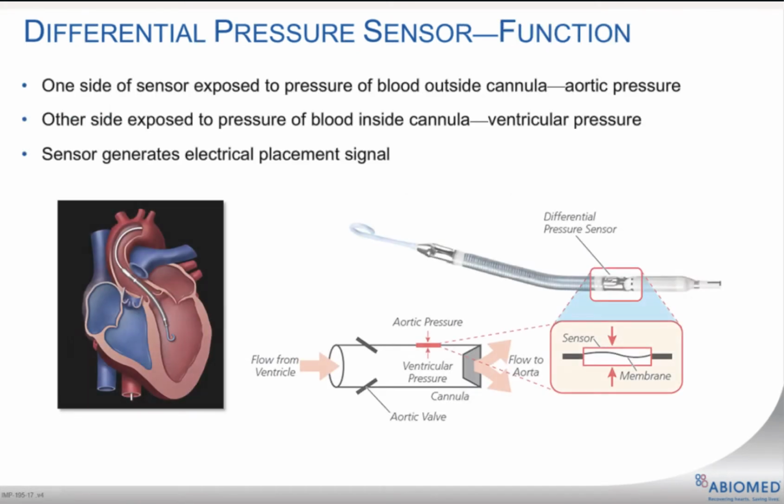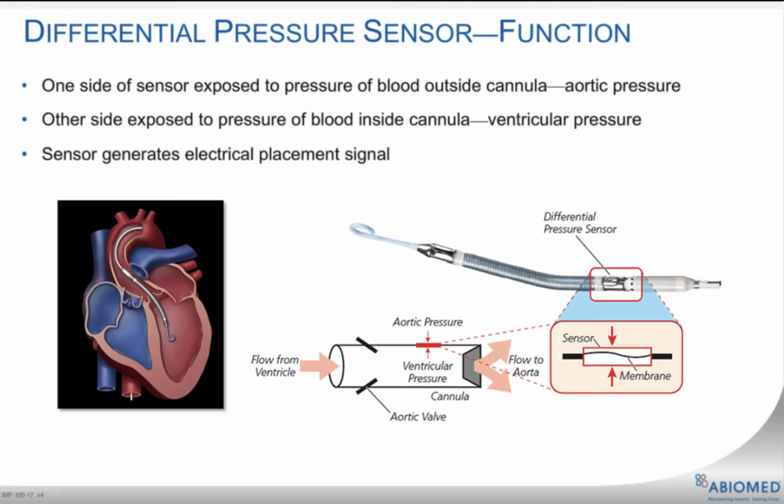One side of the sensor is exposed to the pressure of the blood outside the cannula. When the catheter is correctly positioned, this is aortic pressure. The other side of the sensor is exposed to the pressure of the blood inside the cannula, which is ventricular pressure when the catheter is correctly positioned. The sensor generates an electrical signal that is displayed on the automated Impella controller as the placement signal.